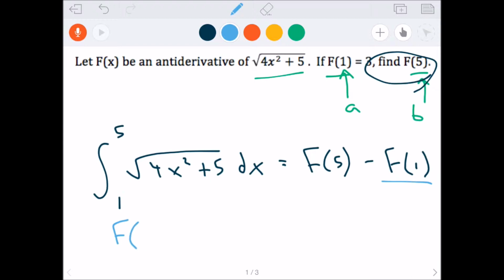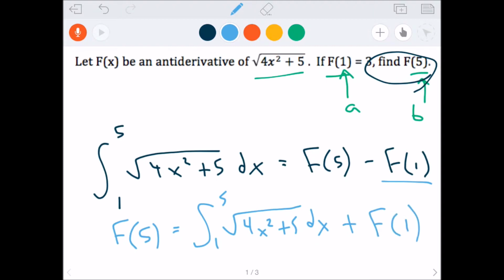So f of 5 is equal to the integral from 1 to 5 of the square root of 4x squared plus 5, plus f of 1. And now I can plug in numbers. I have a number for f of 1. I know that that's 3. And then to get this number, I'm going to go to my calculator and I'm going to numerically integrate that number. These problems always happen on the calculator portion of the AP test.